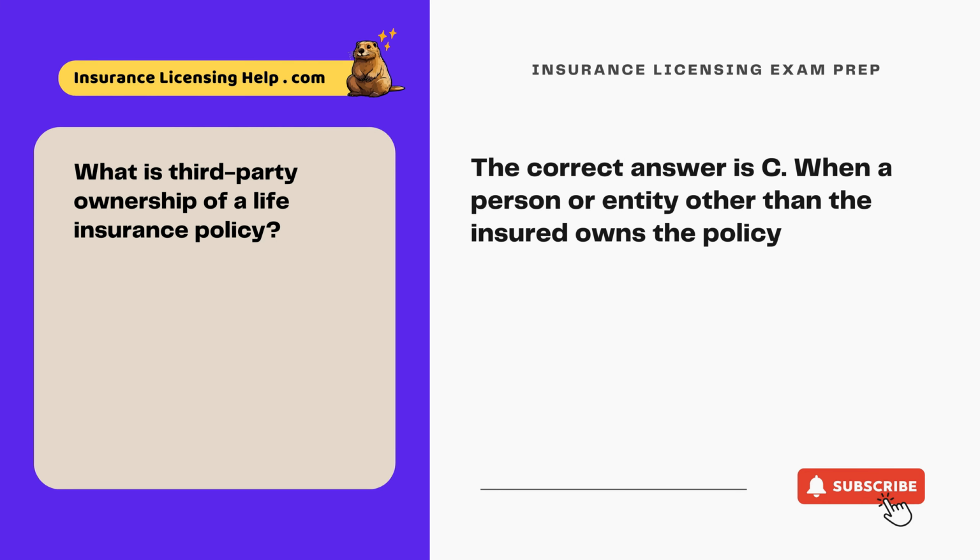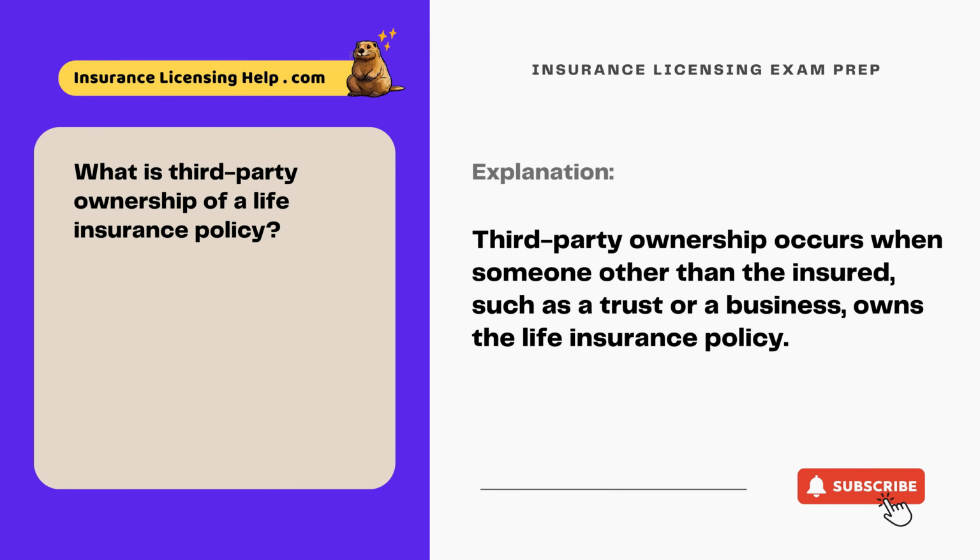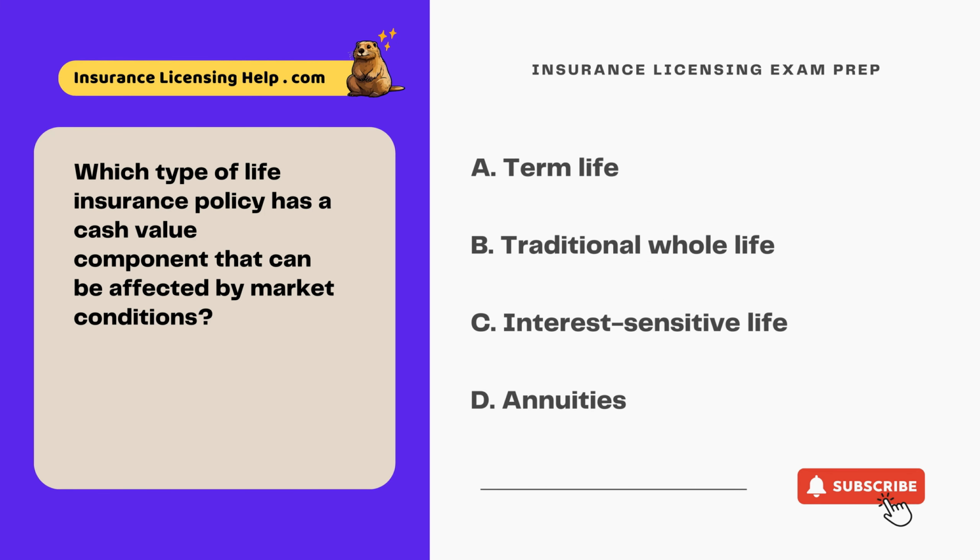When a person or entity other than the insured owns the policy. Third-party ownership occurs when someone other than the insured, such as a trust or a business, owns the life insurance policy. Which type of life insurance policy has a cash value component that can be affected by market conditions?